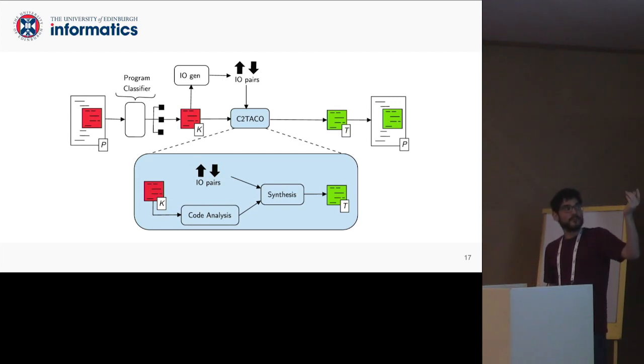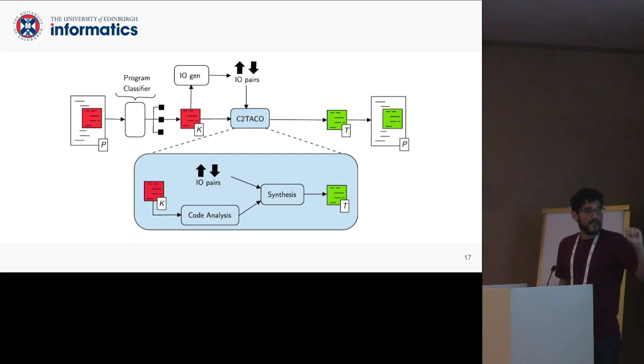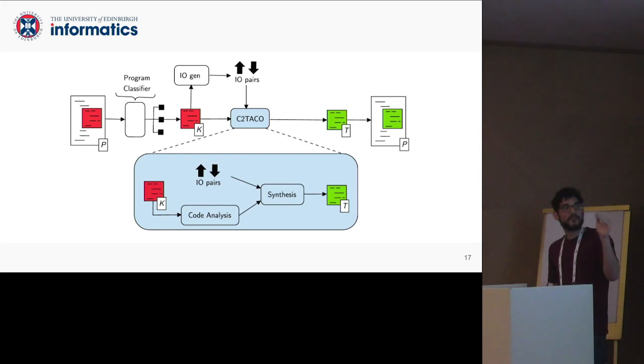We use that to generate IO examples that serve as specification and give to TACO, to C2TACO, sorry. And inside our C2TACO, we will have the synthesis part that uses the IO specification plus some code features that we will extract from the original code to help guide the synthesis search. And once our synthesizer finds an equivalent program in TACO, we pick up the program T, we use the TACO compiler, lower it down, and then we can replace the computation in the original program.